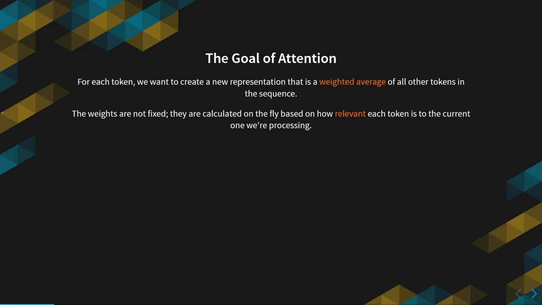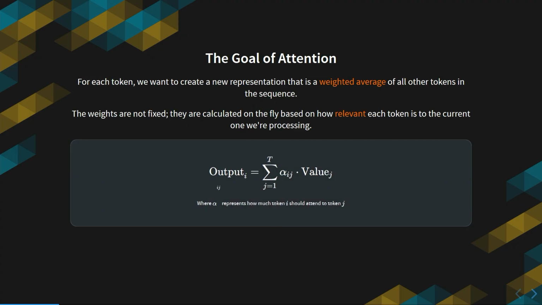The formula is output i equals the sum over all j of alpha ij times value j. So here we're basically taking the alpha ij weights over all the different tokens and summing them up, where alpha represents how much token i should attend to token j. The fundamental question becomes, how do we compute these attention weights alpha? That's what we'll explore here. This is just a very simplified high-level view.